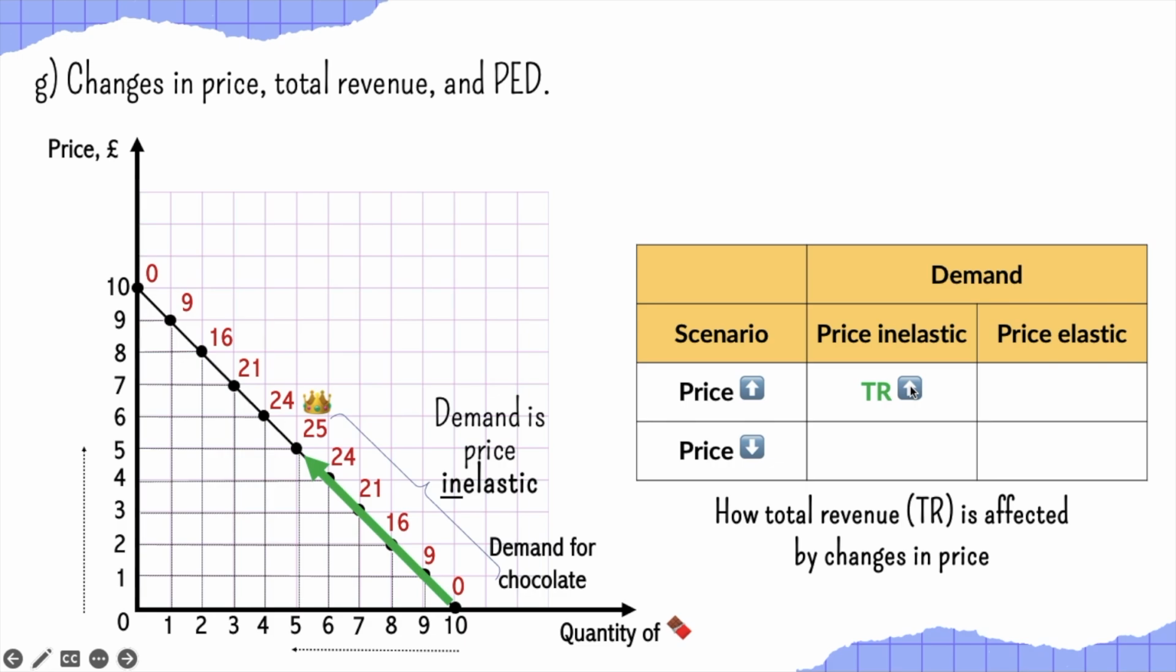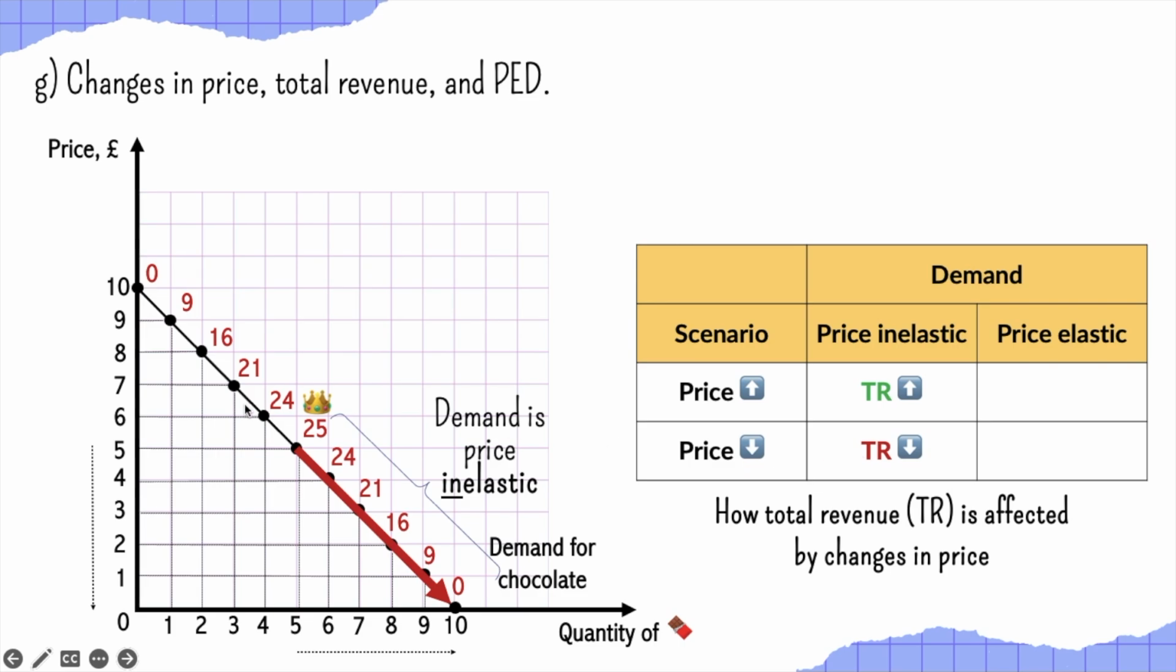Let's move on. What happens if we are analyzing the same inelastic demand, but the price level falls? So let's analyze. We will move in the direction of the red arrow. So it was 25, 24, 21, 16, 9, 0. Currently, it's falling down. That's why here I will put decrease in total revenue.